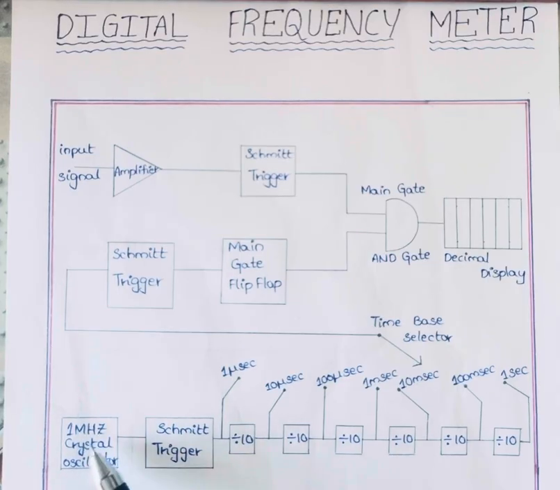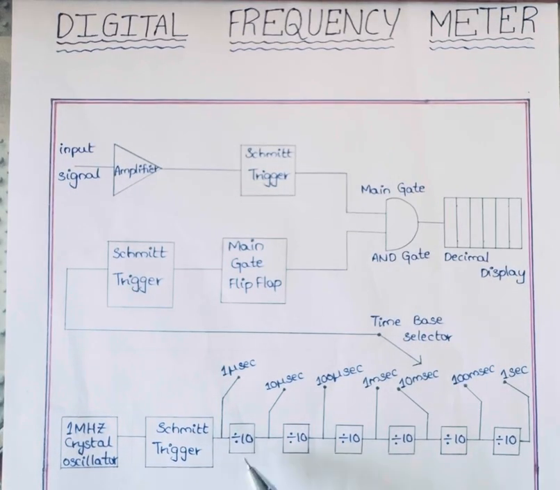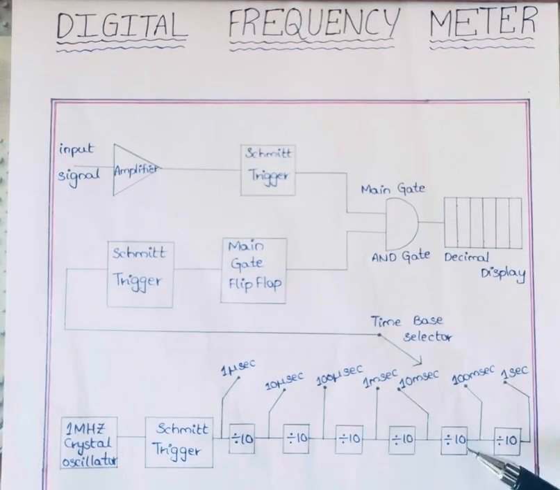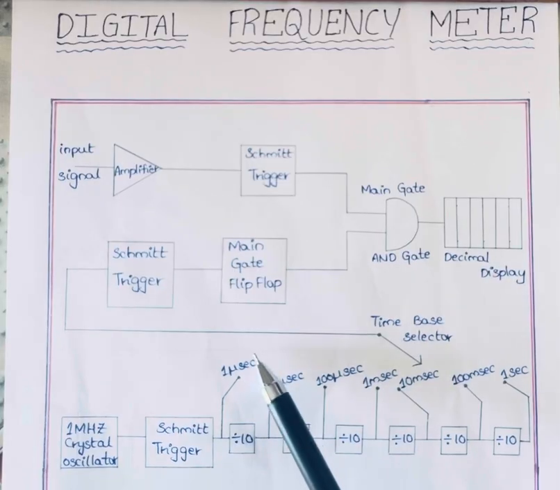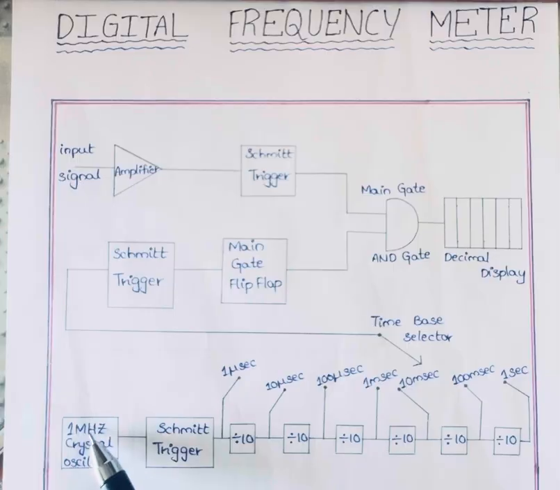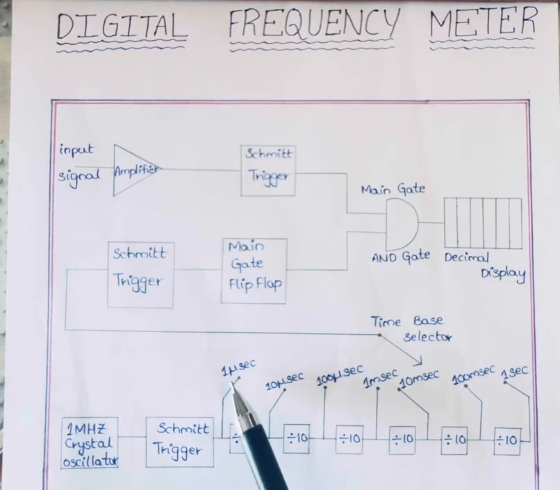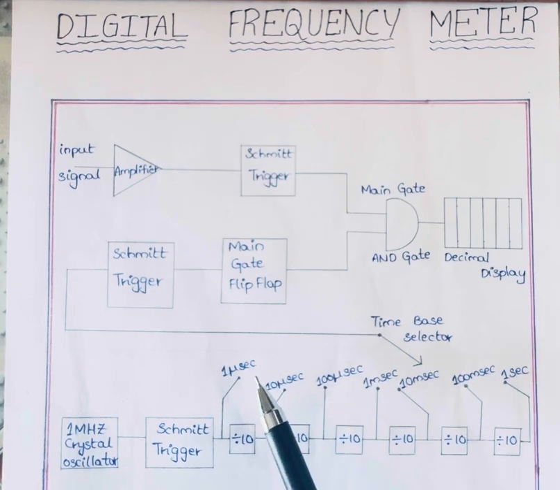Now when we pass this 1 megahertz signal through these frequency divisions, we will get the corresponding time slots like this. A 1 megahertz frequency is equivalent to 1 microsecond of time, because we know the formula T equal to 1 by F. That means the inverse of the frequency is nothing but the time period.